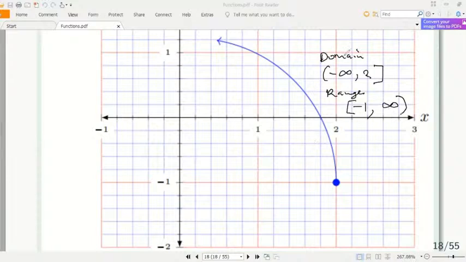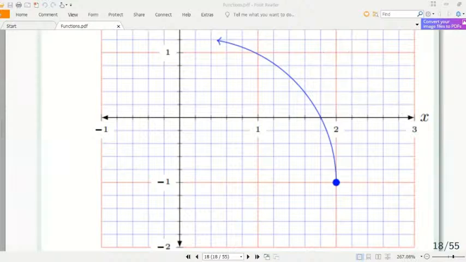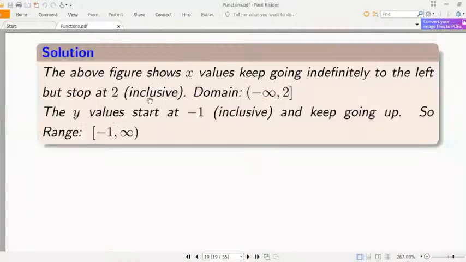So just one explanation and then we proceed. This is the explanation here. You can have it for your notes.